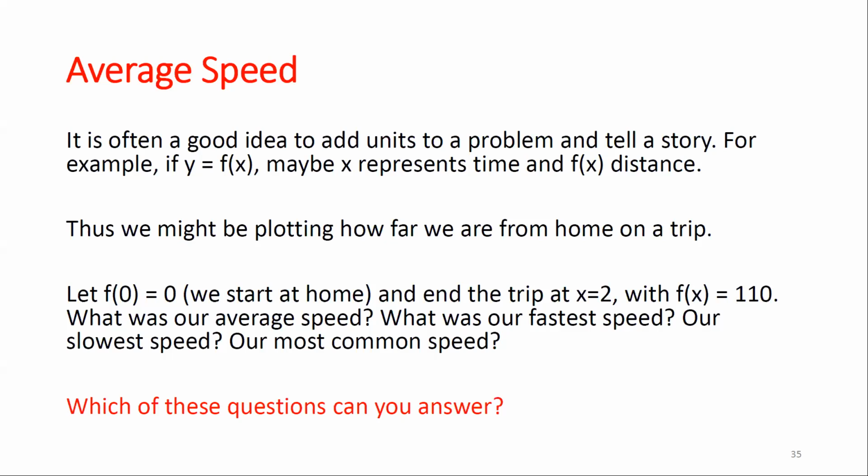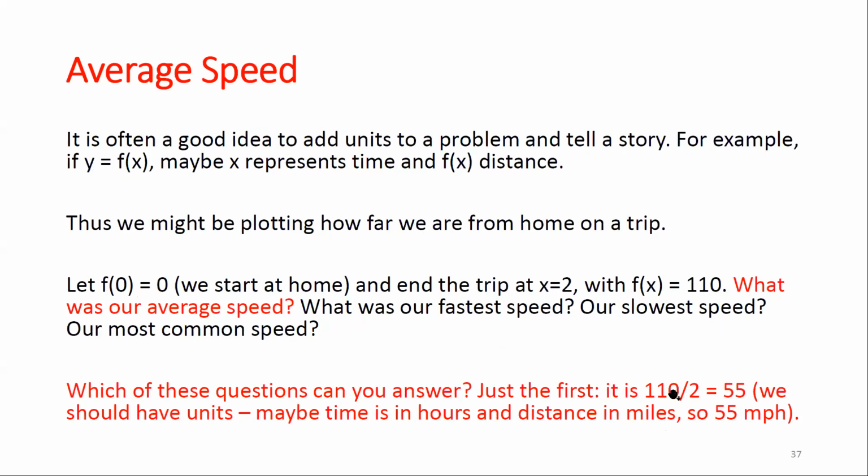What was our slowest speed? I don't know. We're probably 0 at the end of the trip or at the start of the trip, but maybe not. Maybe we just kept driving. What was our most common speed? Yeah, we don't know. Really, the only question we can answer is the average speed. And as was remarked, it's 110 over 2, which is 55.